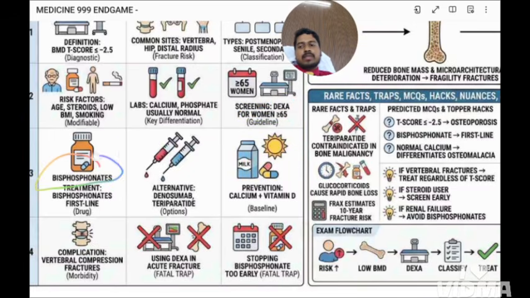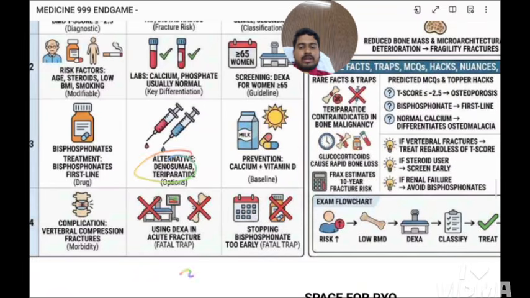Treatment is bisphosphonates, which are the first line of drugs. Alternatives are denosumab and teriparatide. What is the mechanism of action? Denosumab is basically a RANK ligand antagonist. RANK L is present on osteoclast and it will promote osteolytic effect. So when it is prevented, there will be decreased resorption of the bone.